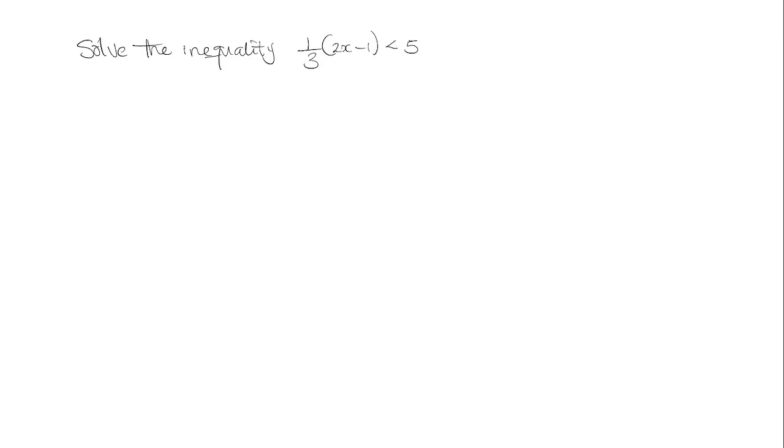Solve the inequality 1/3(2x - 1) < 5. Now, this is a WAEC question and it is an inequality question. Why is it inequality? Because if you notice, the sign we have is not the equal to sign. The equal to sign is our equality sign, and the opposite of equality is inequality.